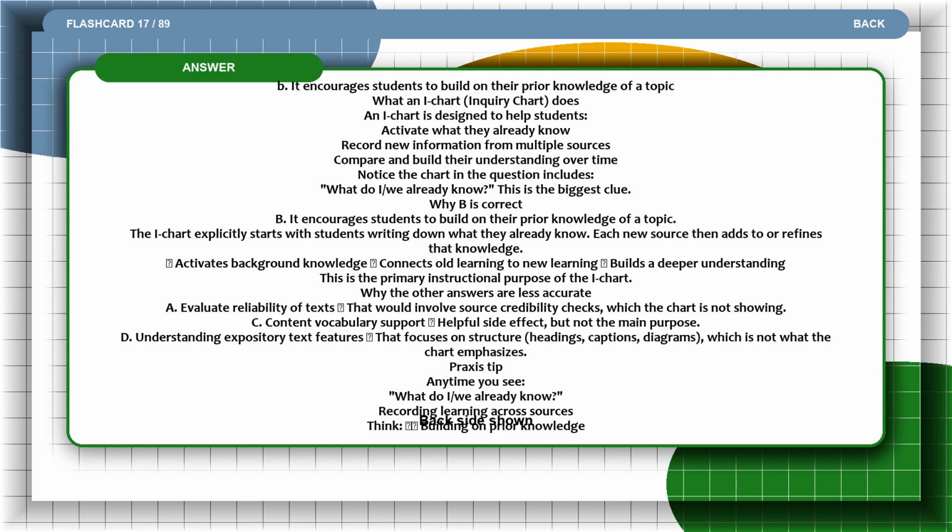It connects old learning to new learning and builds a deeper understanding. This is the primary instructional purpose of the KWL chart. Why the other answers are less accurate.